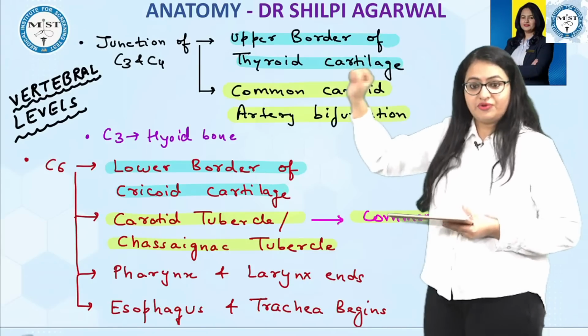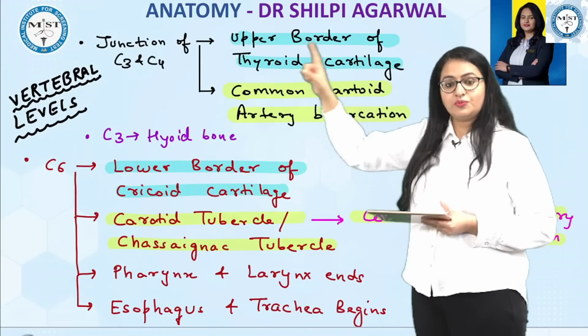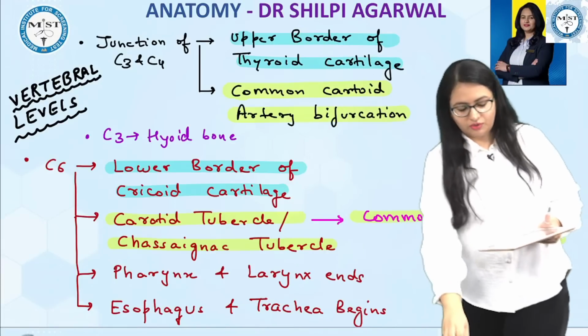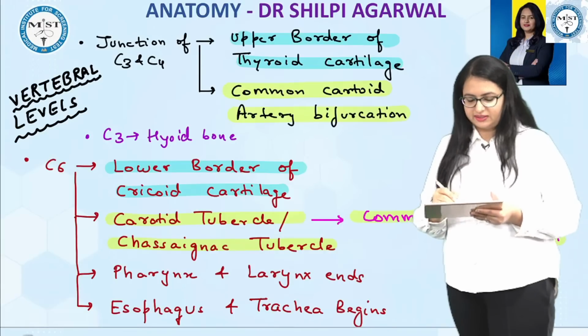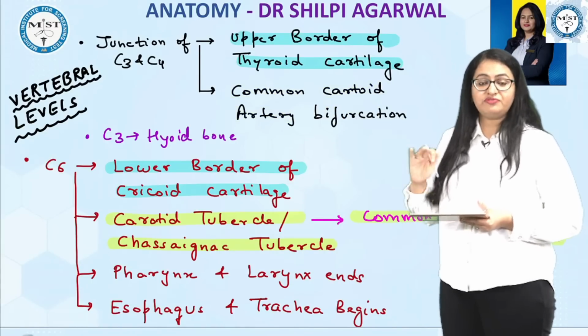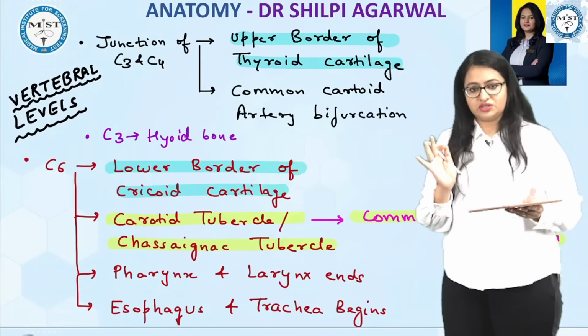What is very important over here? It corresponds to which point? It corresponds to upper border of thyroid cartilage. Then apart from this, at this level, the common carotid artery bifurcation. Bifurcation means it divides into internal and external.